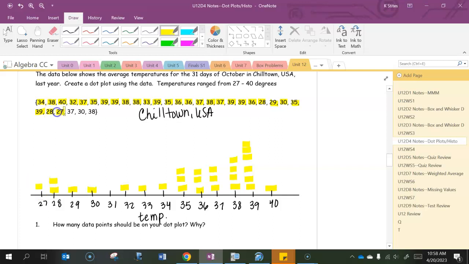Almost done. 37, 30, and 38. Okay, so there is my dot plot.